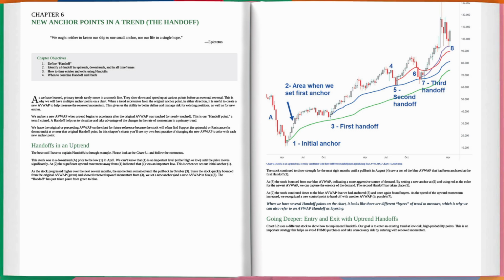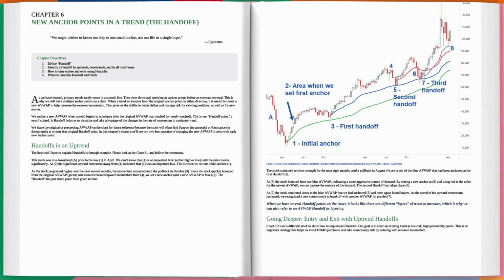The best tool I have to explain handoffs is through example. Please look at chart 6.1 and follow the comments. This stock was in a downtrend, A, prior to the low 1 in April. We can't know that 1 is an important level, either high or low, until the price moves significantly. At 2, the significant upward movement away from 1 indicated that 1 was an important low. This is when we set our initial anchor 1.